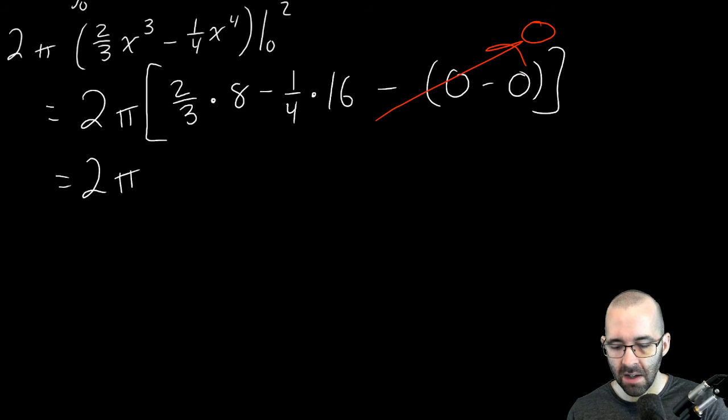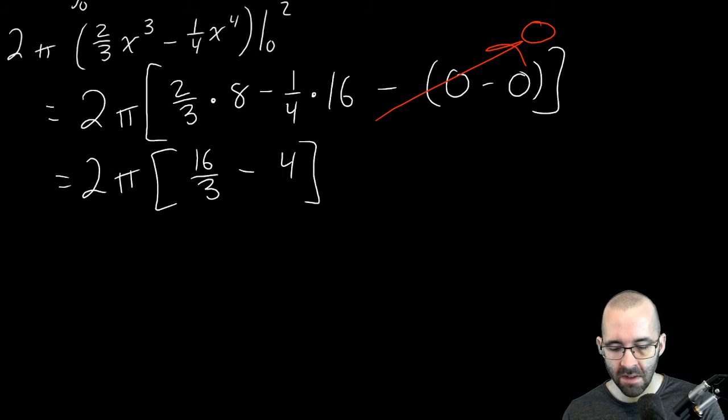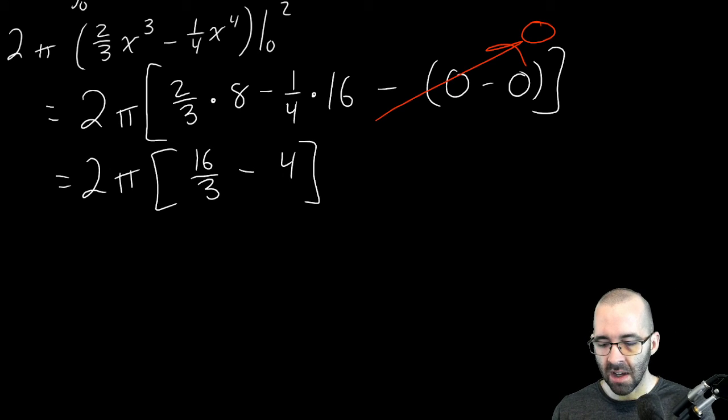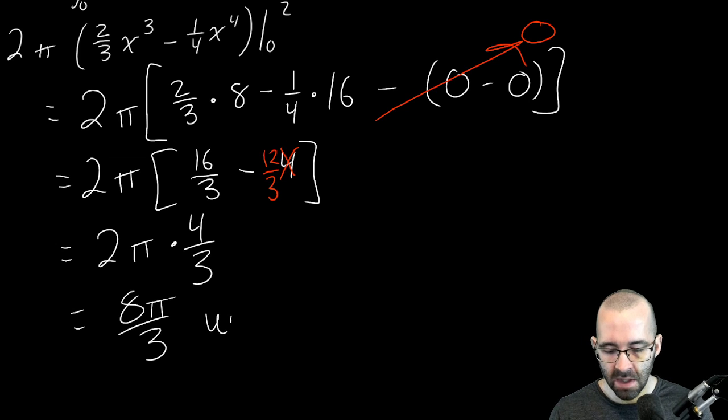Now we simplify and try not to make a mistake. 2 times 8 is 16 over 3. A quarter of 16 is 4. And 4 is the same as 12 over 3. 16/3 minus 12/3 is 4/3. Multiply it out, we get 8 pi over 3. Units cubed is our volume.